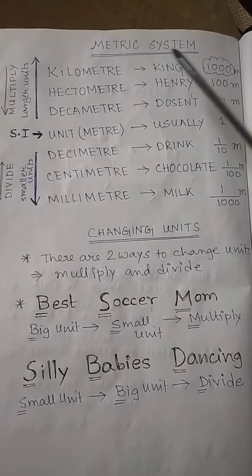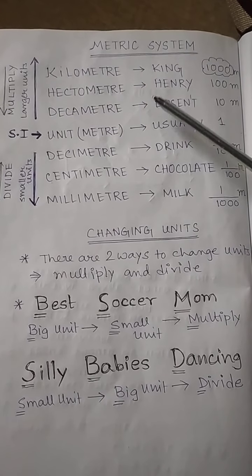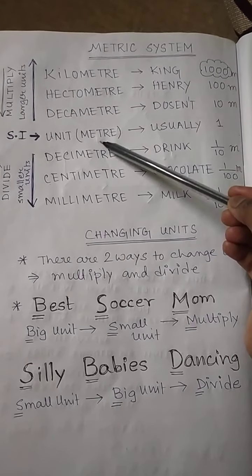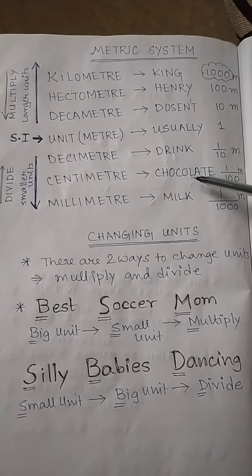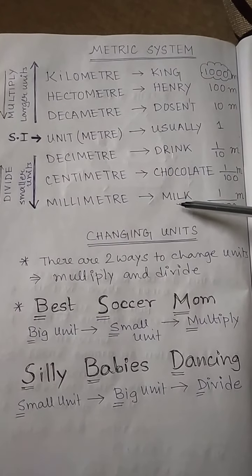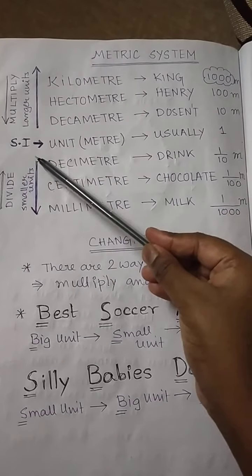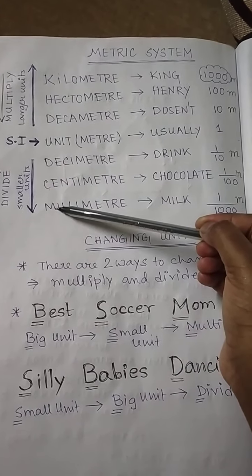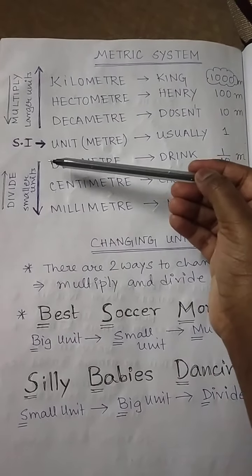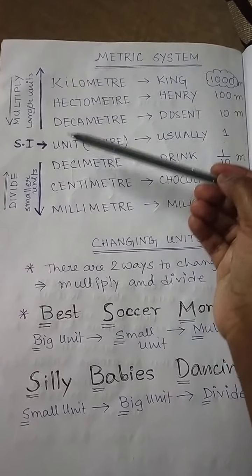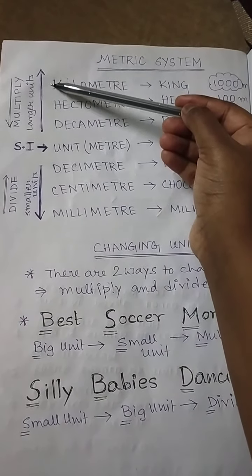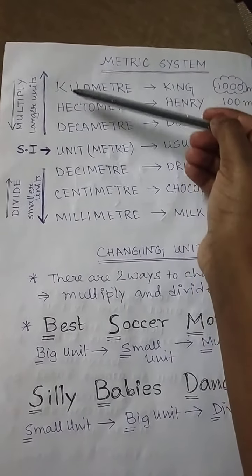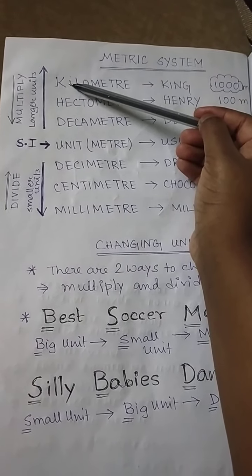That is King Henry: king for kilometer, Henry for hectometer, doesn't for decameter, usually means the unit, that is the meter. Drink means decimeter, chocolate means centimeter, and milk means millimeter. Meter is the SI unit of distance, and units below the meter are smaller units. As it goes upward the units get larger, so kilometer here is the largest unit.